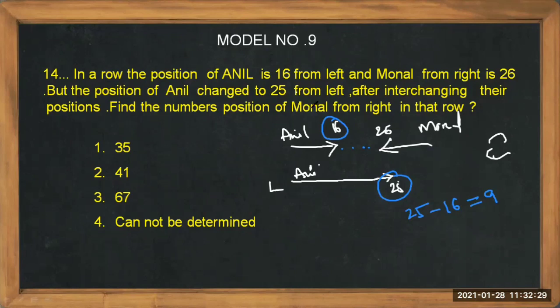So then we need to find Monal's position from the right. This 9 should be added to the 26. After interchanging, what do you get, my dear students? Monal's position from the left is 26. Now plus 9, the answer will be 35. Very simple.